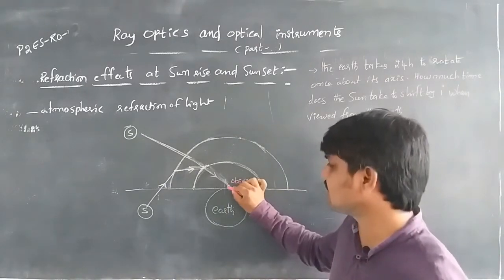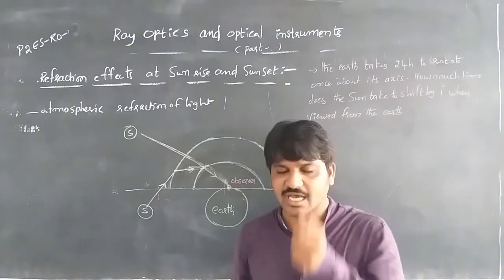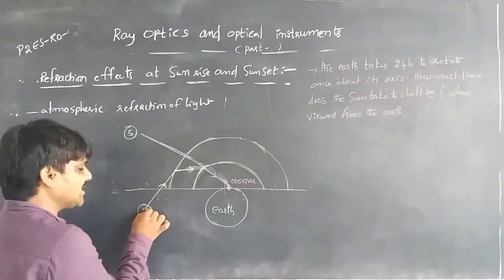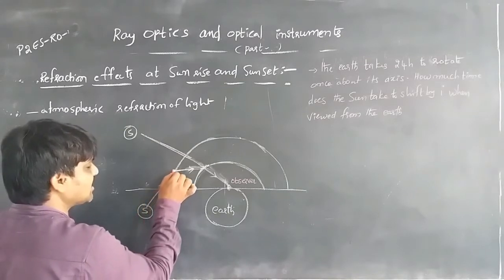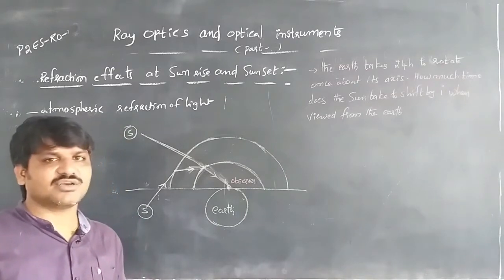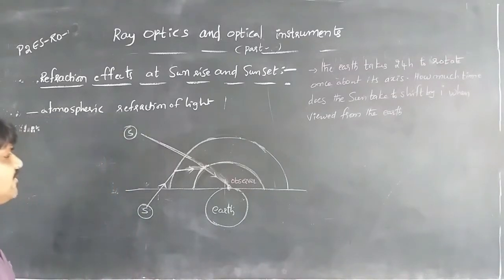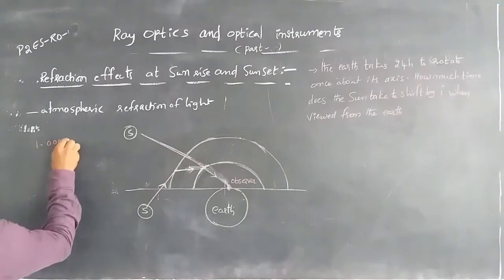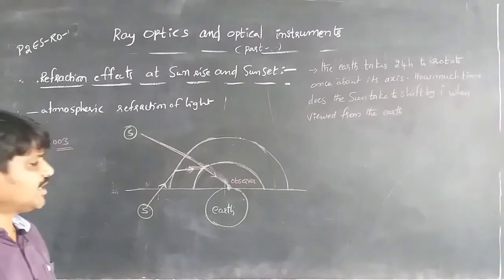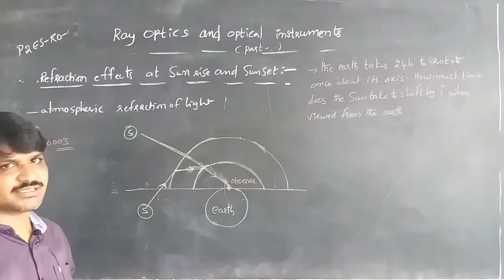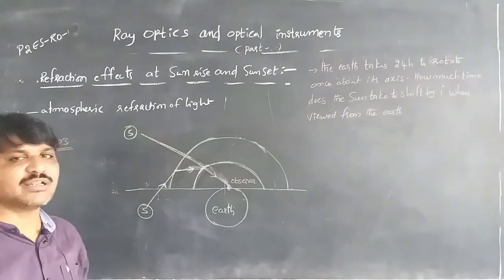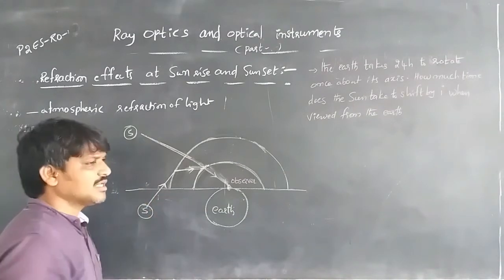When the observer is at this position, if the sun is before the horizon, before the sunrise, then the light rays pass through the atmosphere of the earth. If you compare the density of the air with the vacuum, it will be 1.0003. But near the earth surface, the density of the air will be higher. So due to that, the refraction will be possible.